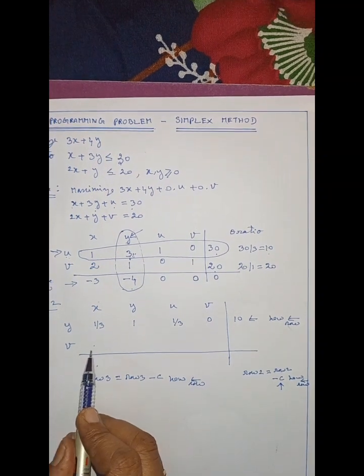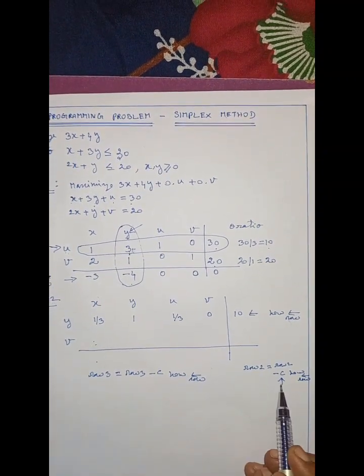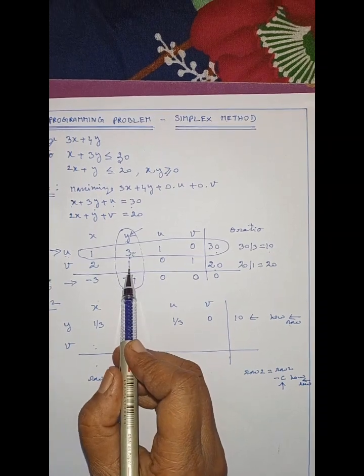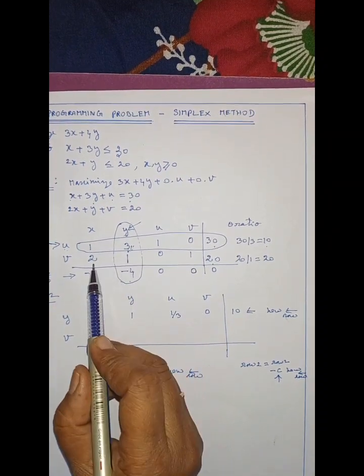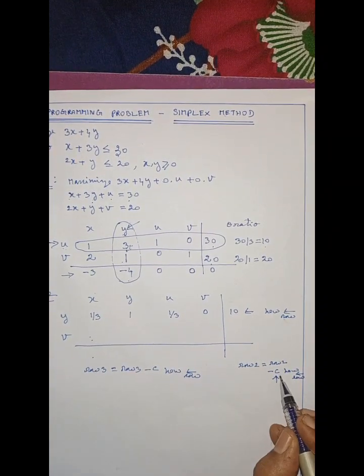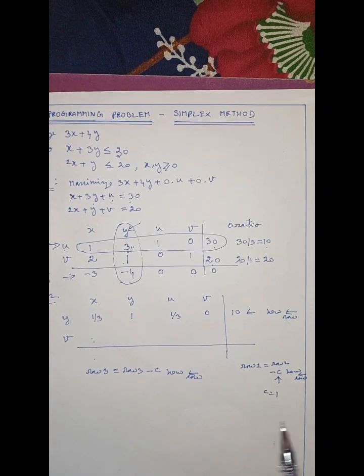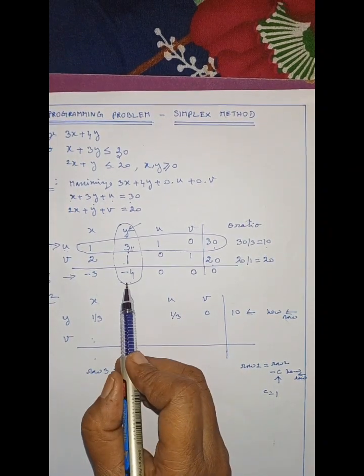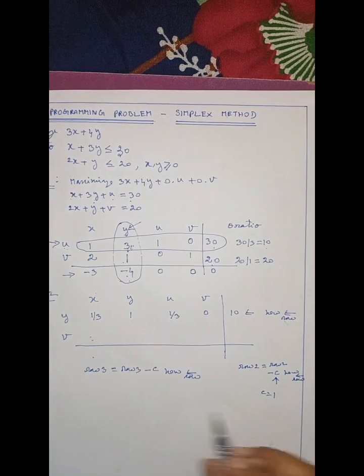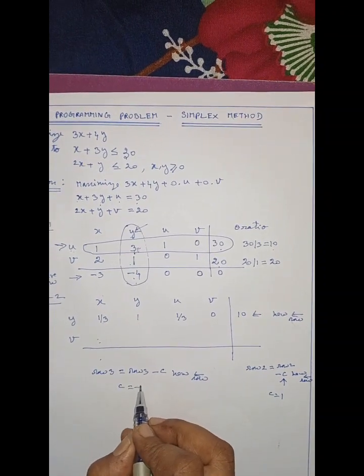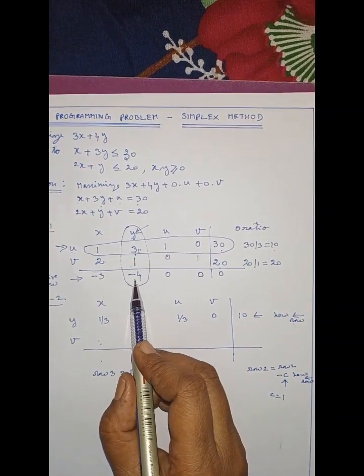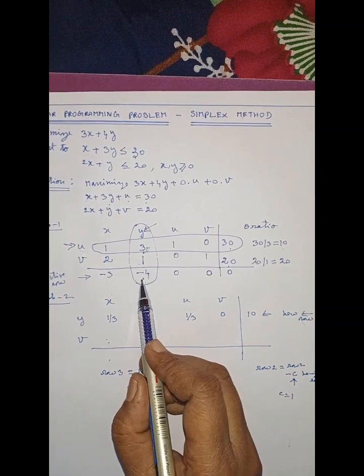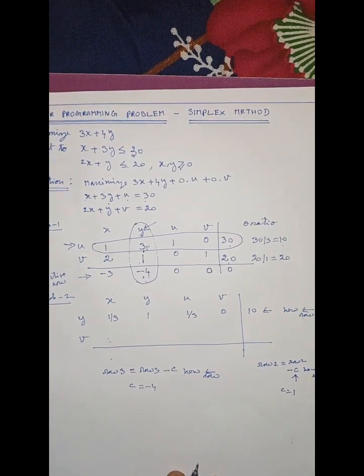Now when we calculate the second row, c is going to be 1 because 1 is the pivot column value available in the second row. So here c is equal to 1. When we calculate the third row, c is going to be minus 4. So here c is equal to minus 4, because minus 4 is the pivot column value available in the third row.